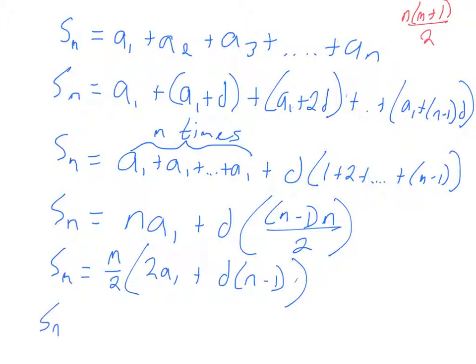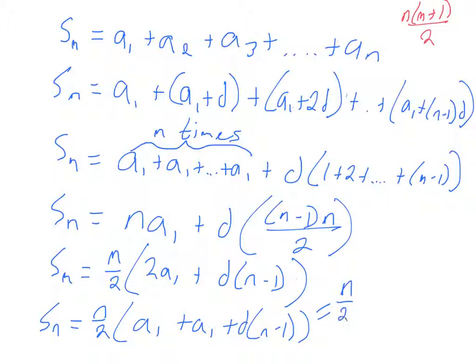If we say this is s sub n is equal to n over 2, and we do a sub 1 plus a sub 1, right? It's supposed to say 2a sub 1. What is this right here? Does that look familiar? What do we think? A sub 1 plus d times n minus 1, what is that? Isn't that the nth term? Right, so this whole thing right here is just a sub n.